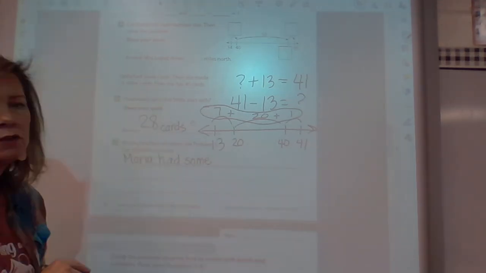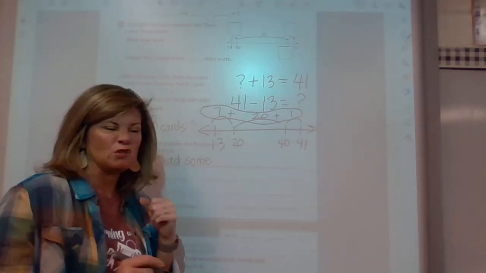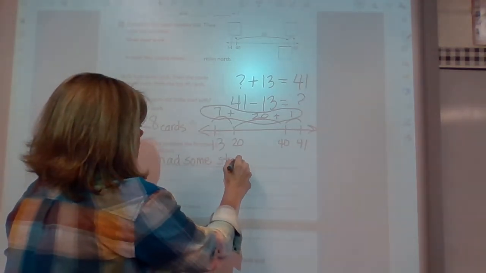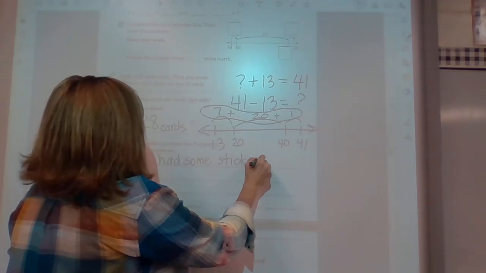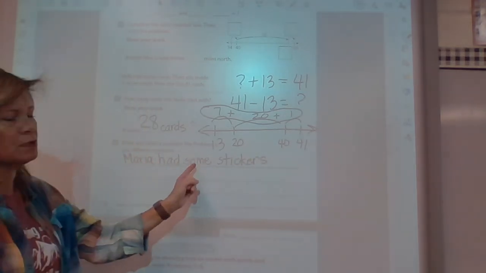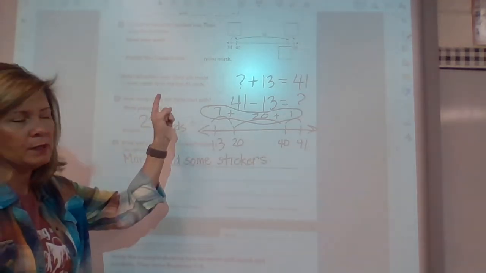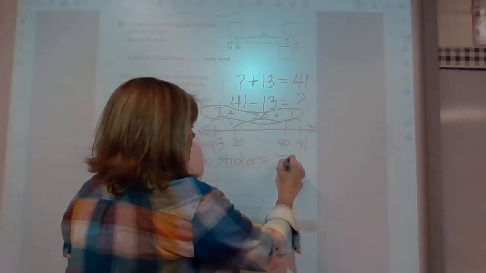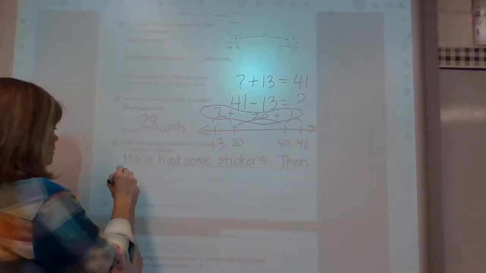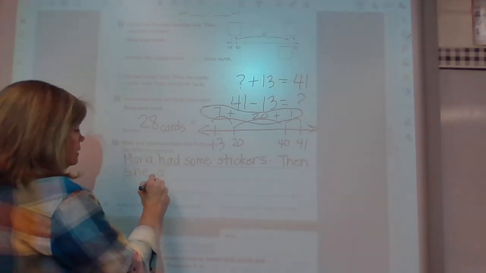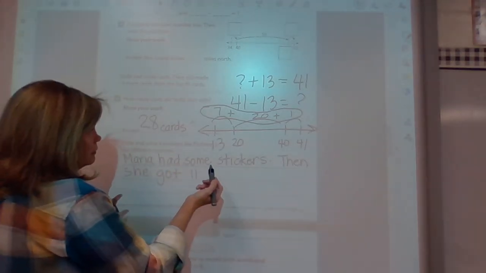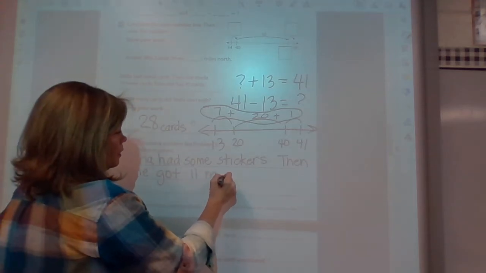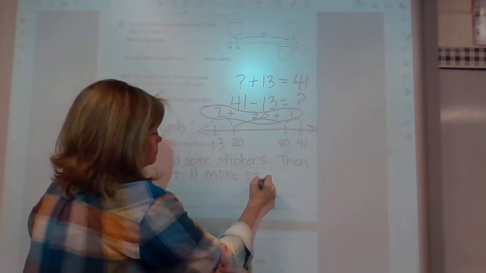Had. This one was cards. Let's say Maria has stickers. Okay. Maria had some stickers. We don't know how many. Just like up here, we didn't know how many. Okay. Then she made 13 more cards. Well, we're going to say, then she got 11, a different number, more stickers.